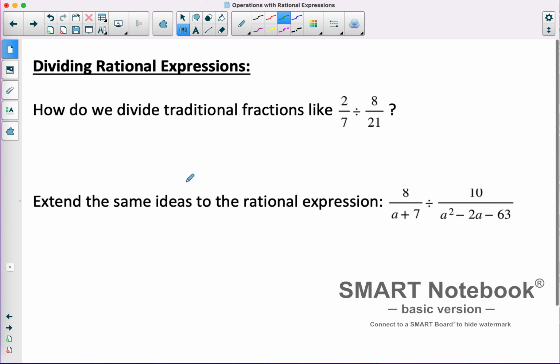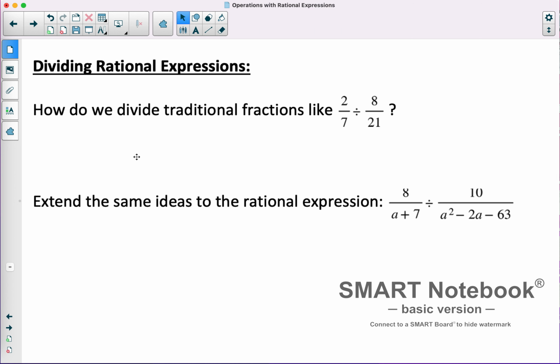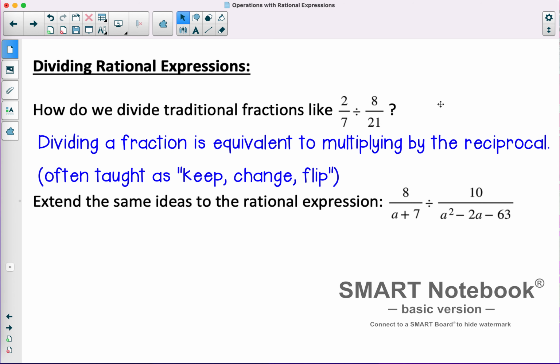All right, to divide rational expressions, we treat it a lot like multiplication. But that's because dividing by a fraction is the same thing as multiplying by the reciprocal. Now in elementary school, it was often taught as keep, change, flip. So we would keep that first fraction, 2/7, change the operation to multiplication, and flip the second fraction to 21 over 8. That's because instead of dividing by 8 over 21, we're multiplying by the reciprocal 21 over 8.